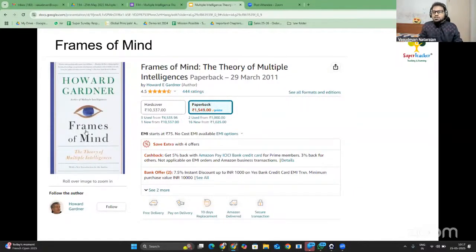Howard Gardner's Frames of Mind is the first book in which he mentioned multiple intelligence. You should read this book. He has talked about at least, I think, 24 samples, I mean 24 students with whom he interacted and categorized these eight. More than that, but in this book, they mention it. A very good case study. It will always be available on Amazon, so you can get that.